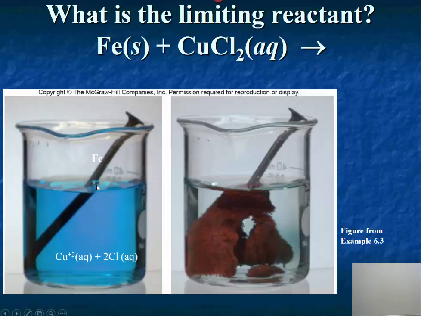Now the excess would be considered what we know as something left over. If the limiting reactant gets all consumed, then we have something called the excess reactant, which means what is left over. In this case, it would be some iron.